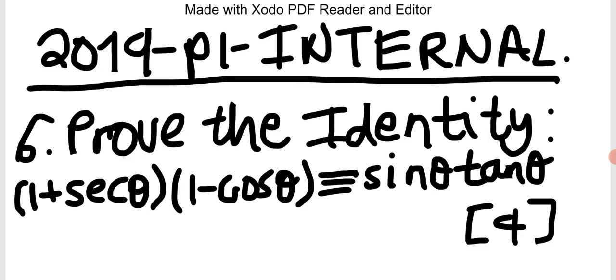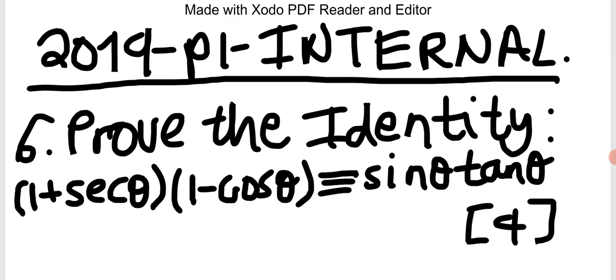And in this video segment, we are going to answer 2019 paper 1 internal. In this year it was question 6, which says prove the identity, where we have (1 plus sec theta) in one bracket, (1 minus cos theta) is equivalent to sin theta times tan theta, carrying 4 marks.